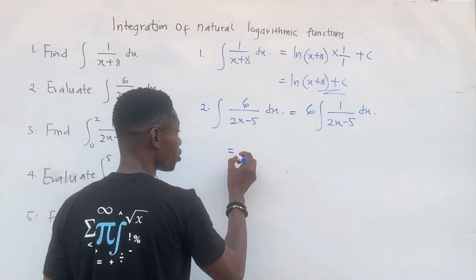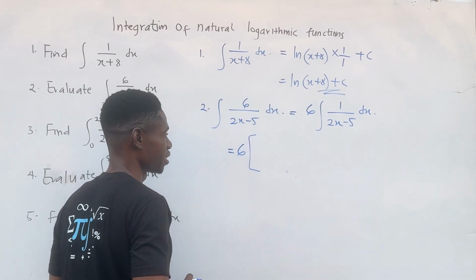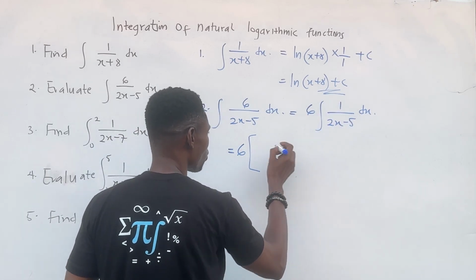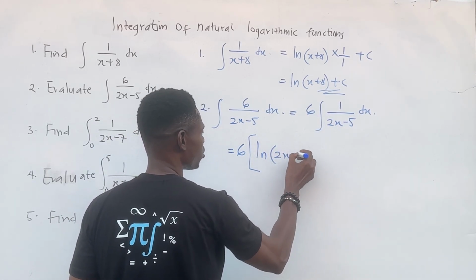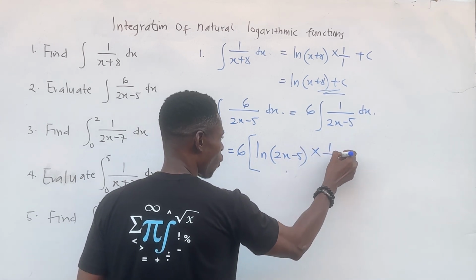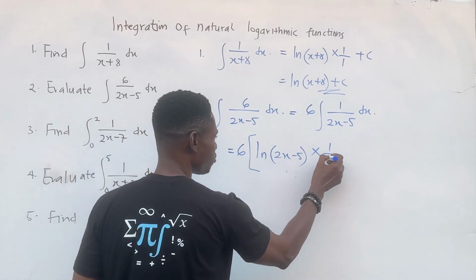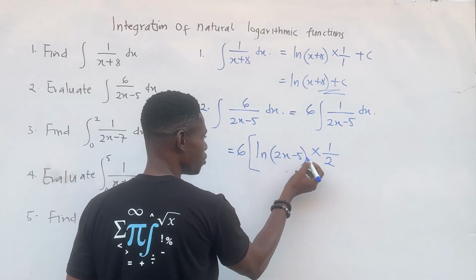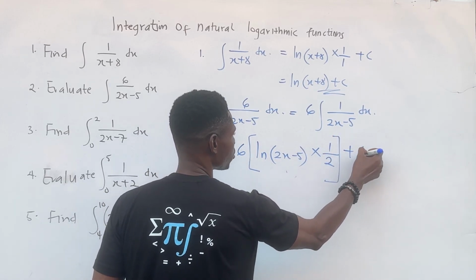So this will give us 6 multiplied by, when we integrate this, ln 2x minus 5, multiplied by 1 over, don't forget, if you differentiate 2x minus 5, you have 2. Differentiating 2x gives us 2, and the 5 will give us 0. Yes, plus c.